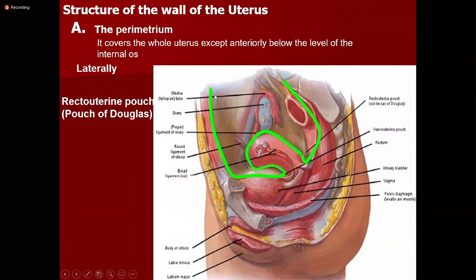Okay, so the peritoneum will come from the anterior abdominal wall onto the bladder, onto the uterus, and from the uterus onto the rectum, creating the recto... What is that? What is this? Recto-uterine pouch, which is the pouch of Douglas. What is special about the pouch of Douglas?